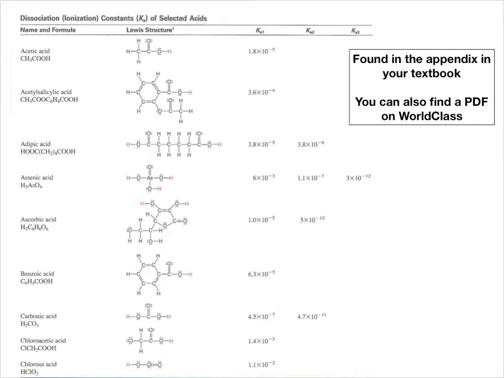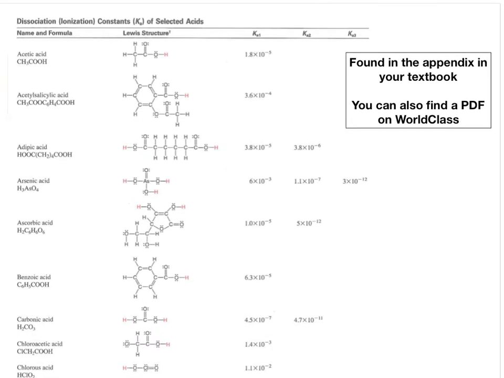Okay, so here's a snapshot of one Ka-Kb table. These Ka-Kb tables are found in the appendix of your textbook. I have also uploaded a PDF of this Ka-Kb table that I am using onto World Class. So look in the content section of your course for that.